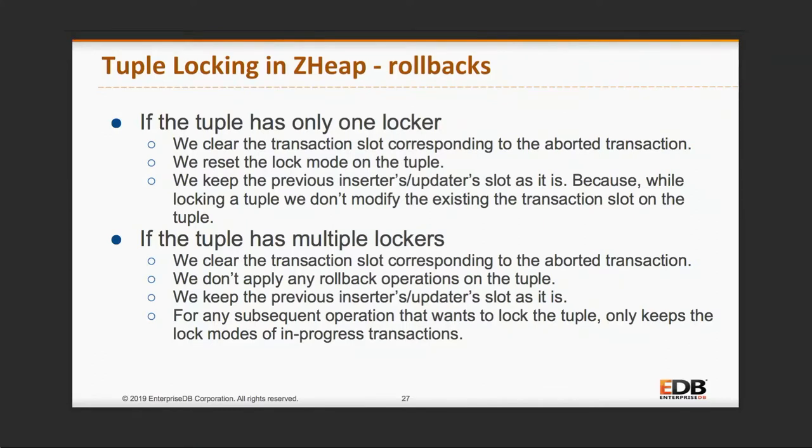And if the tuple has multiple lockers, in this case also we clear the transaction slot corresponding to the aborted transaction, but we don't apply any rollback operations on the tuple because we don't know which lock mode to set, right? Because there can be multiple key share locks, so we cannot just clear the key share lock mode. So for any subsequent operation that wants to lock a tuple, it again sets the lock mode of the in-progress transaction. So it automatically gets cleared.